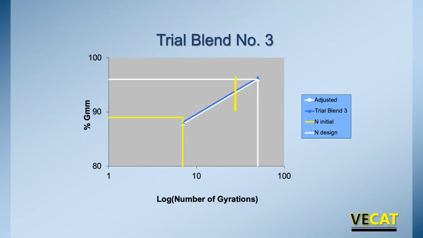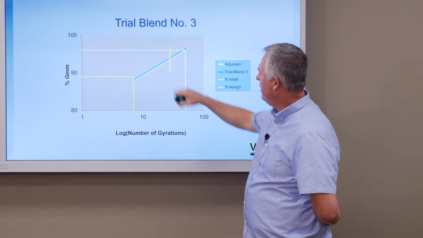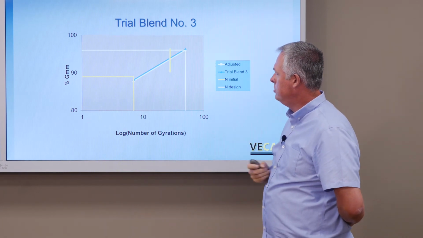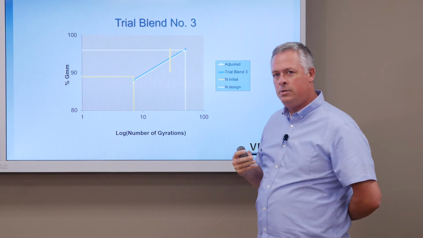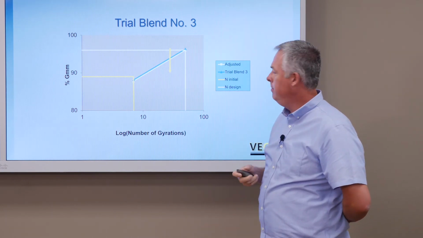Trial blend number 3, we're almost hitting it right on. It's pretty close, apparently we're just a little bit tighter. We've got our line coming down. I think the air voids on trial blend number 3 were 3.7. So we want to loosen that up just a fuzz to get us to 4.0.